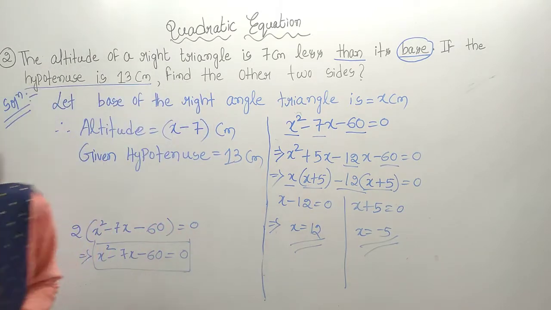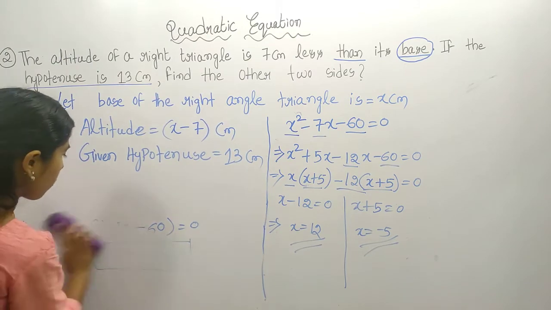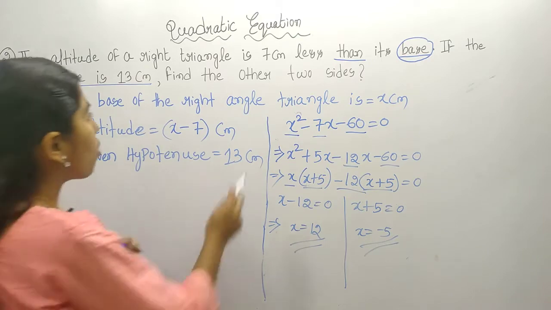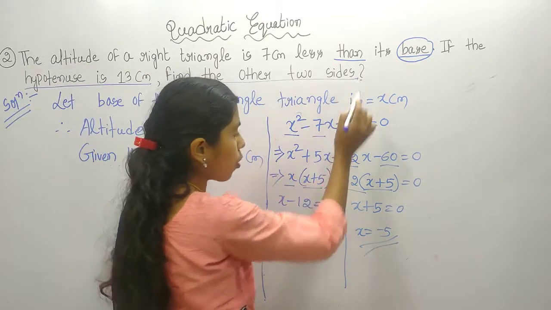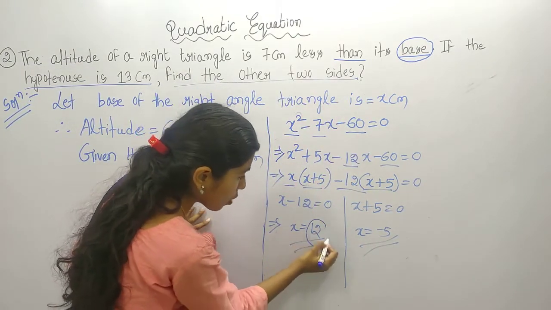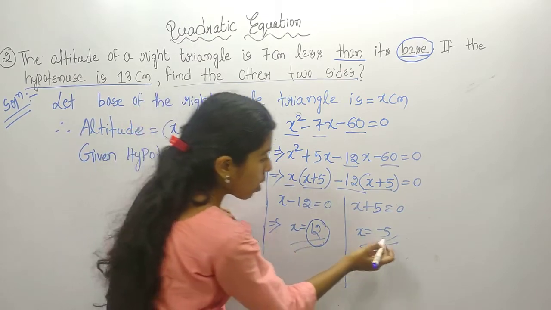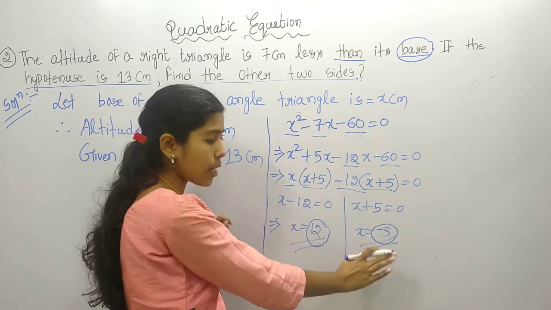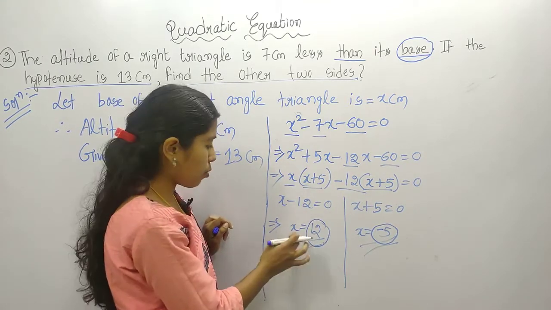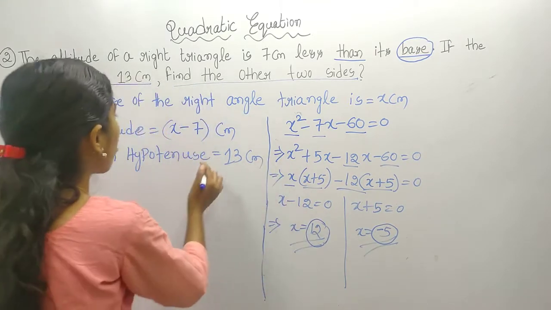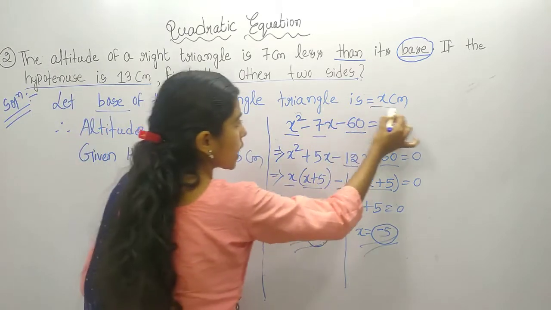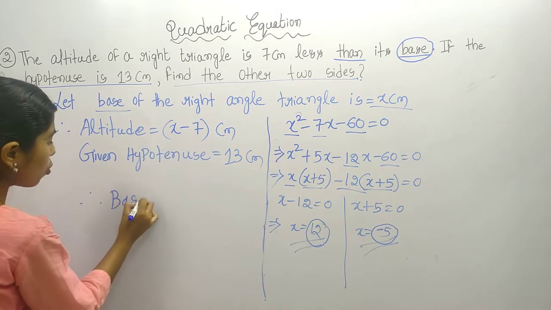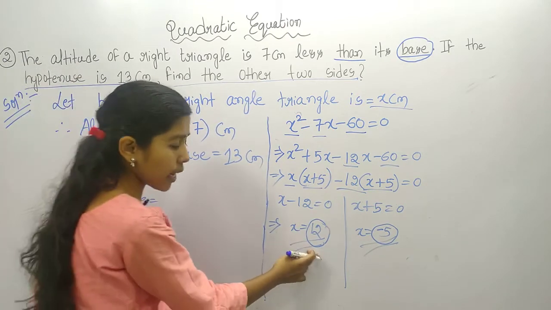So, then we have to find the other two sides. Okay. So, here you see it came positive 12, but here you will see it came negative minus 5. So, we can't take negative. So, we have to take the positive value, that is x equals 12. So, we took base as x cm. So, therefore, what we got, base equals x cm. x means here x is 12.